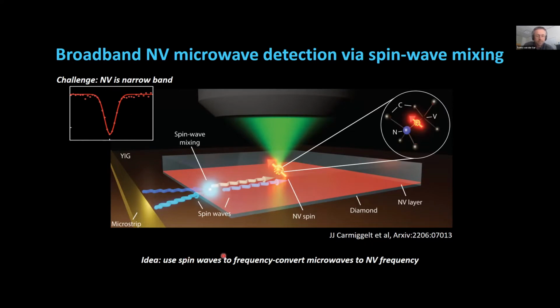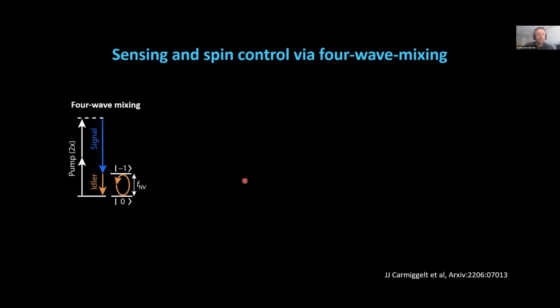Now here, our idea is to use a spin wave system to frequency convert microwaves to the NV frequency. It's sketched in this picture over here. So again, we have a strip line on a YIG sample, and our goal is to detect a spin wave that is not resonant with the NV center. In fact, it's far detuned by hundreds of megahertz or even a gigahertz. How do we do it? Well, what we can do is we can apply an auxiliary pump field that converts via spin wave mixing the frequency of the spin wave to the NV frequency. So how does this work?